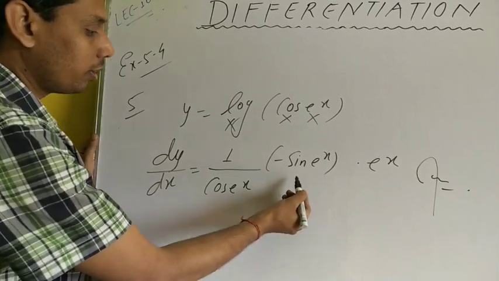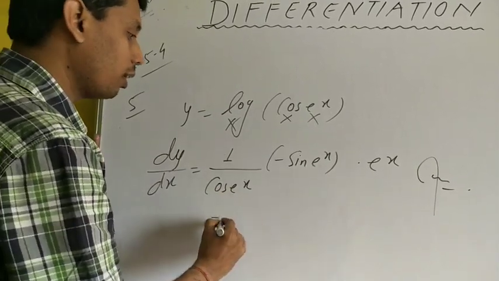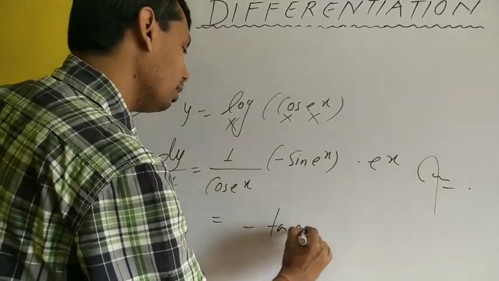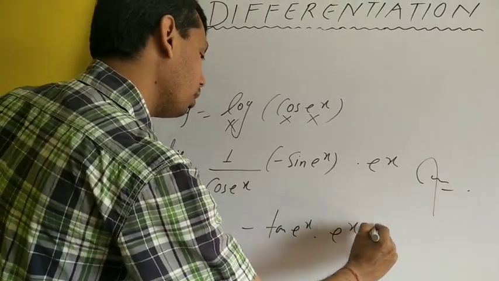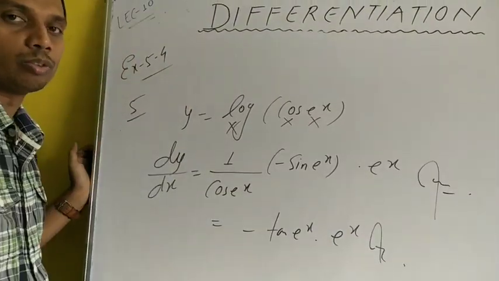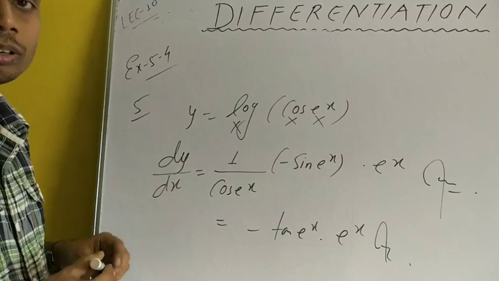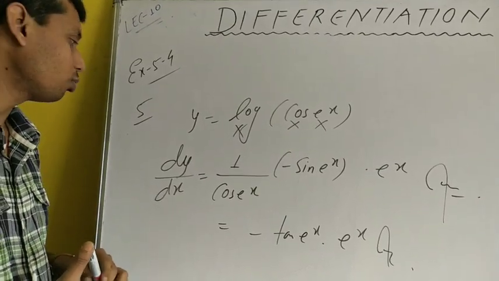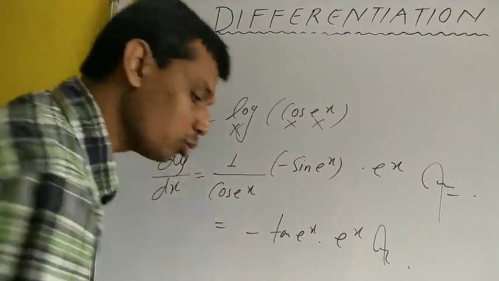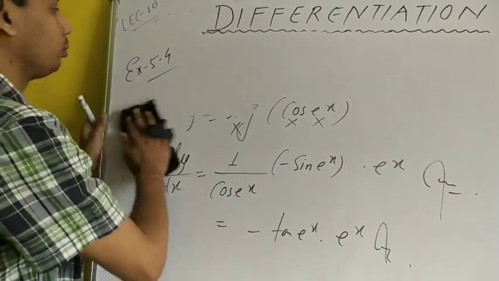Or sin e to the power x by cos e to the power x, which is equal to tan e to the power x into e to the power x, with a minus sign. Okay. This is the simplest form. So always try to express your answer in the simplest form only. Now next is question number 6.